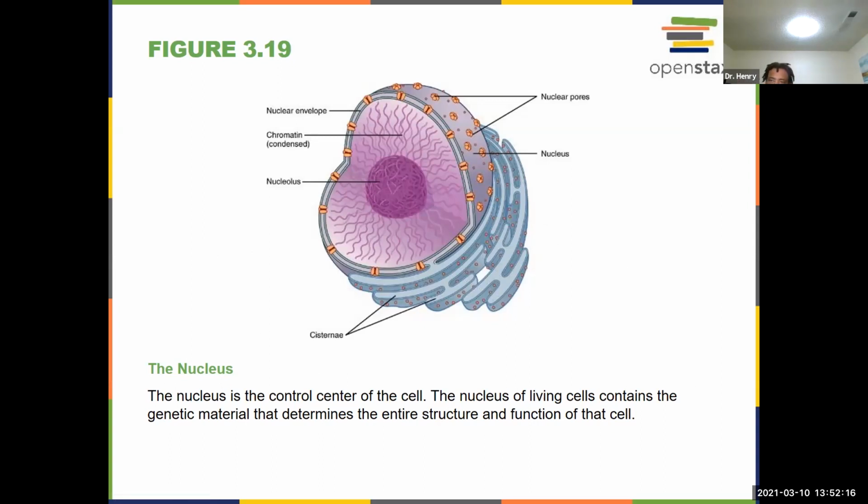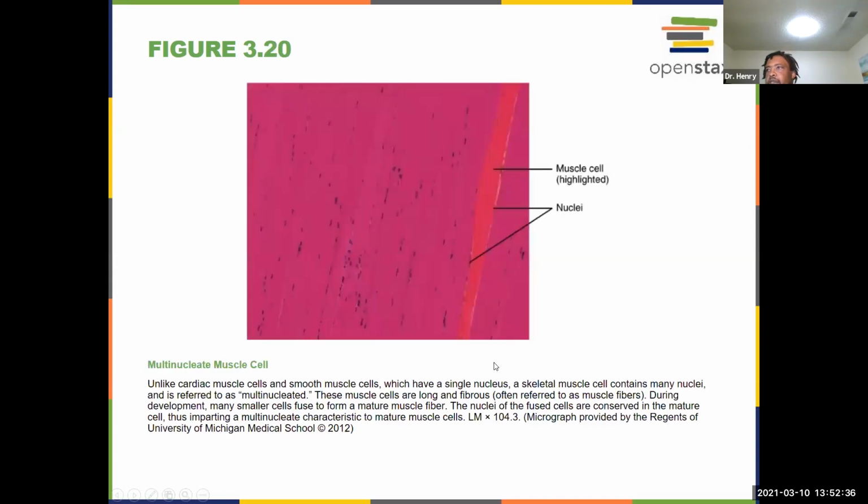So the nucleus, like you said, is the control center of the cell. It contains all of our genetic material, all of our DNA. RNA starts off in the nucleus, or in the nucleolus, and then is shifted out through the nuclear pores.